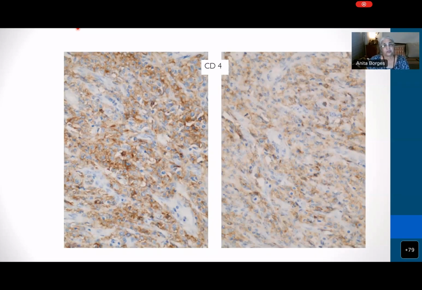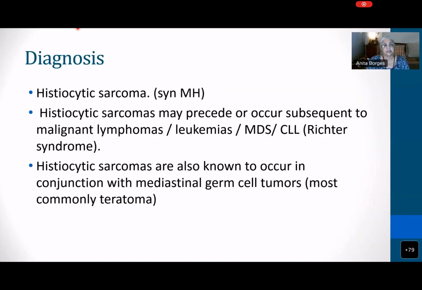And now here comes our famous CD4. Just because it's CD4, this doesn't mean it's a T cell. CD4 is being expressed in this tumor, which we have already shown has expressed many different histiocytic markers. It expressed CD68, it expressed CD163, it expressed lysozyme, and here it is expressing CD4. And the mid one is extremely high, and this is a histiocytic sarcoma.